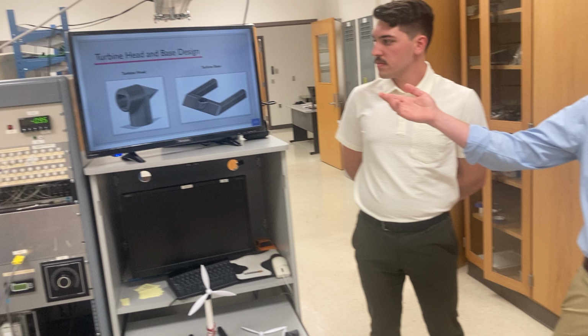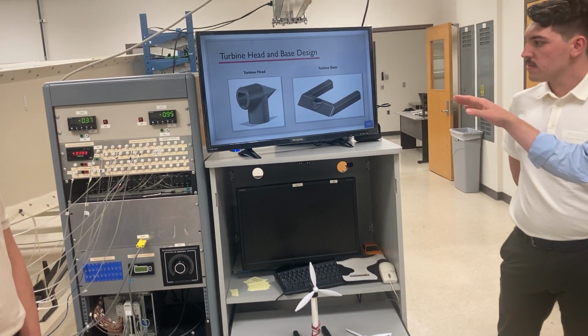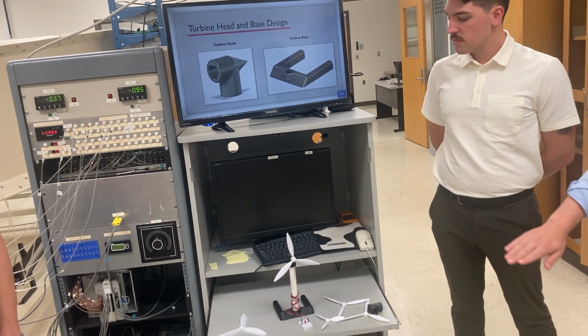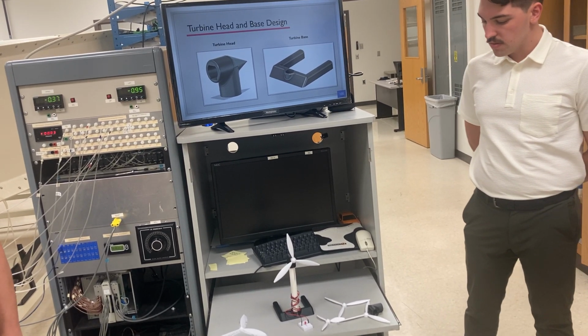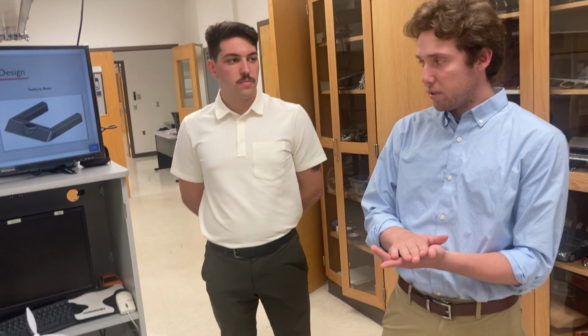So like I just said, the turbine head was important to reduce the drag. Also the base, we wanted to reduce any turbulence there, so it was rather streamlined and smooth to the bottom of the wind tunnel with a flush surface that we could easily tape down.